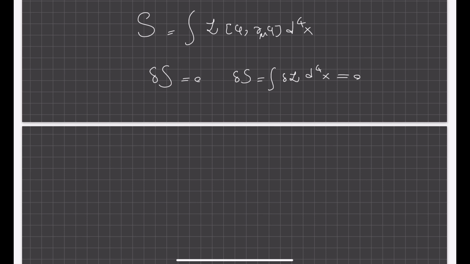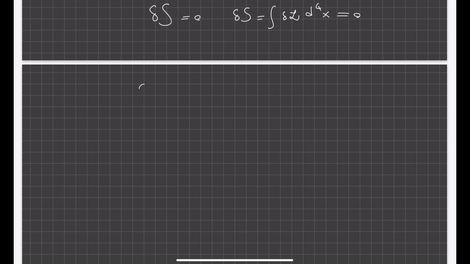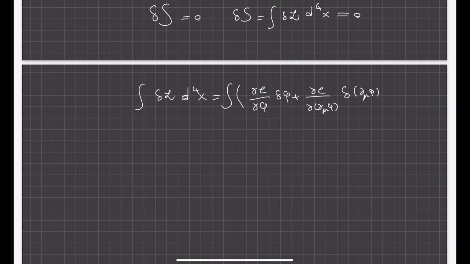So now we have an integral equation. When an integral equation is equal to 0, if we say the inside of the integral should be equal to 0, then it can be satisfied all the time, independent of everything else. So now the integral of delta Lagrangian d4x is equal to the derivative that we wrote, delta phi, plus the derivative of the Lagrangian with respect to the derivative of the field, delta of the derivative of the field, d4x, is equal to 0.